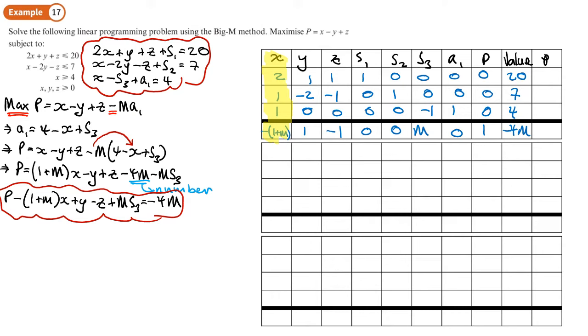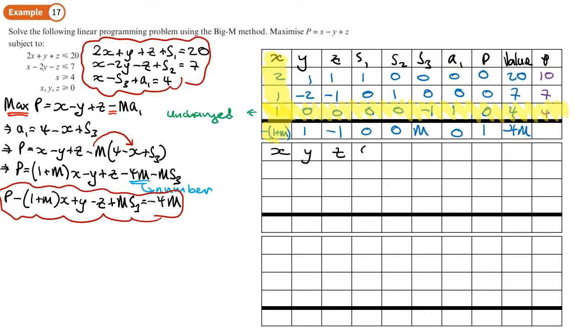So let's fill in the theta column. 20 divided by 2, 7 divided by 1, 4 divided by 1, it's 4. So we have this as our pivot row. The pivot value is 1, which means that this row here is going to remain unchanged. That can go straight into the second tableau.